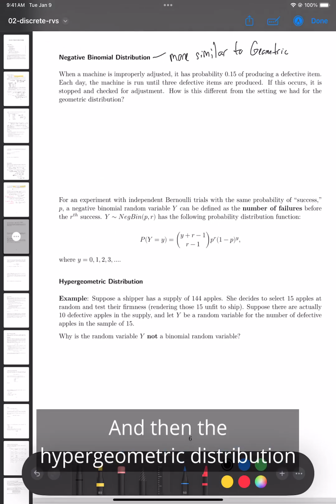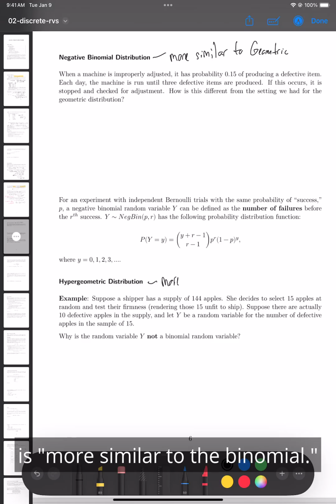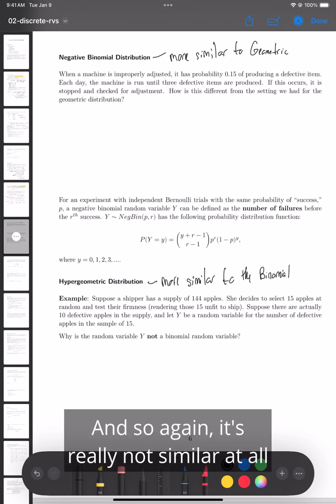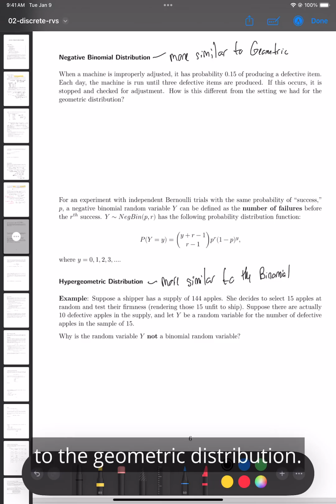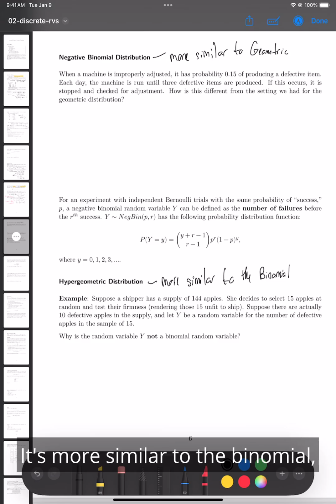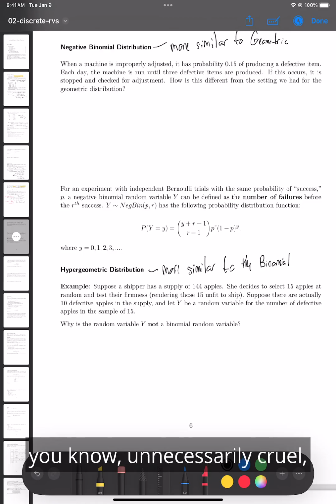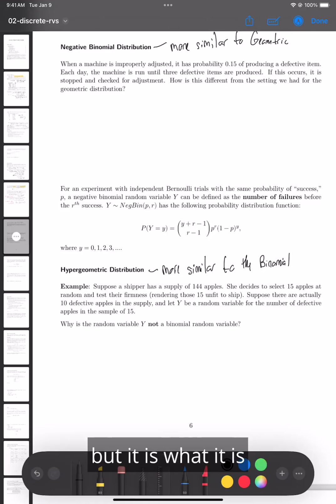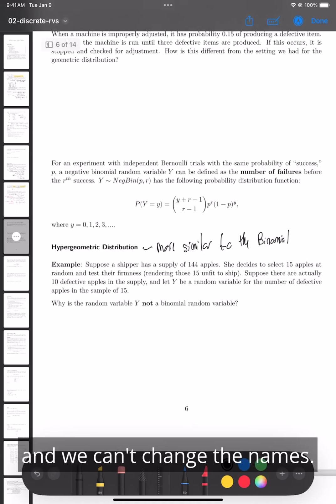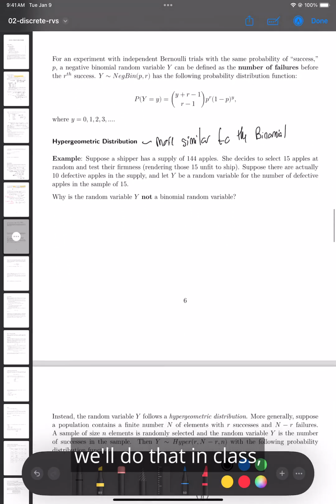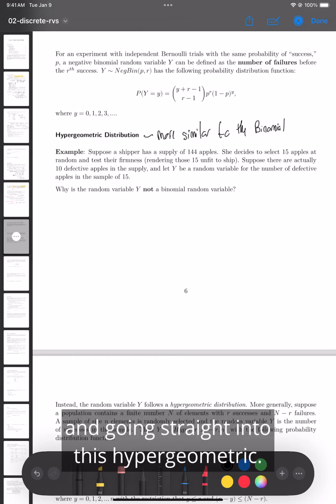And then the hypergeometric distribution is more similar to the binomial. Again, it's really not similar at all to the geometric distribution. It's more similar to the binomial, as we will see in a moment. The naming of these two feels unnecessarily cruel, but it is what it is, and we can't change the names. So again, we're skipping over the negative binomial. We'll do that in class and go straight into this hypergeometric.